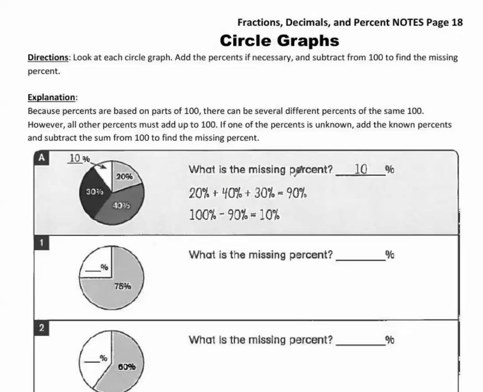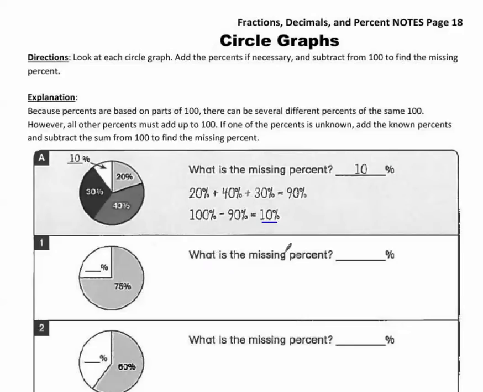If you look at the example that was done here for example A, it says, what is the missing percent? Well, we know there's 20, 40, and 30. And we know total they should be 100. So if we add together 20 plus 40 plus 30, we get 90. And then 100% minus 90% gives us 10% for the missing percentage that's there.